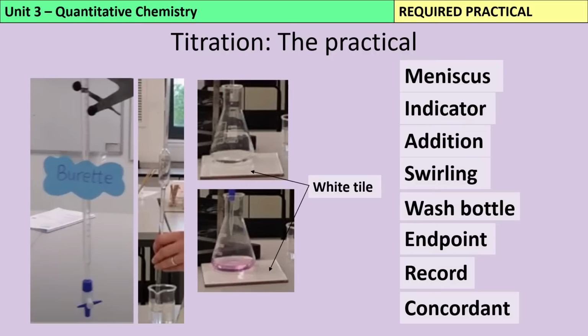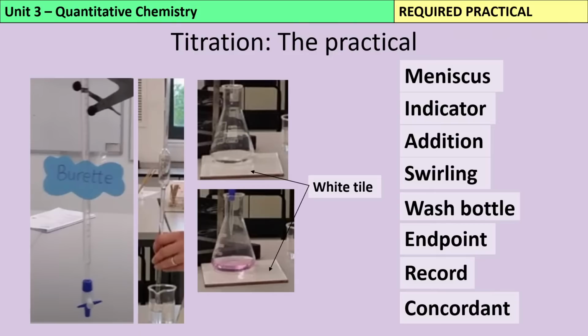Make sure you know that you're using a conical flask so that you can swirl it and the solution doesn't splash out. The conical flask should be on a white tile so you can clearly see the colour change. You should talk about measuring your volumes at eye level. And when you write down your method, make sure that it actually makes sense and it actually works.